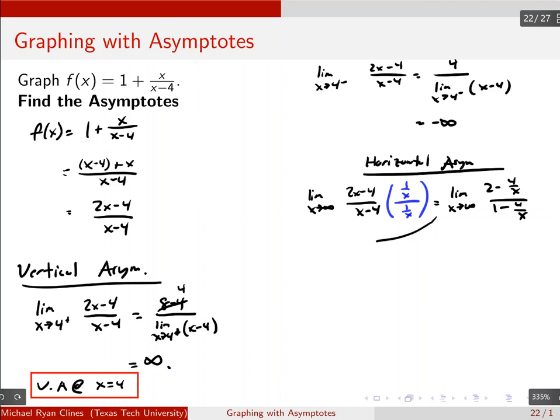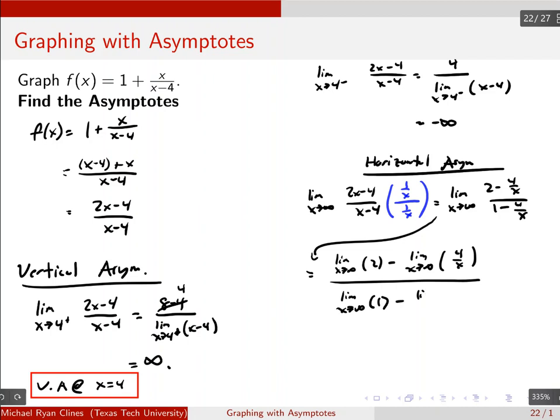Now, here, because I want a little bit more room, this is equal to the limit as x approaches infinity of 2 minus the limit as x approaches infinity of 4 over x divided by the limit as x approaches infinity of 1 minus the limit as x approaches infinity of 4 over x. What did I do? I passed the limit to every term. That's all I did. Properties of limits, right there.